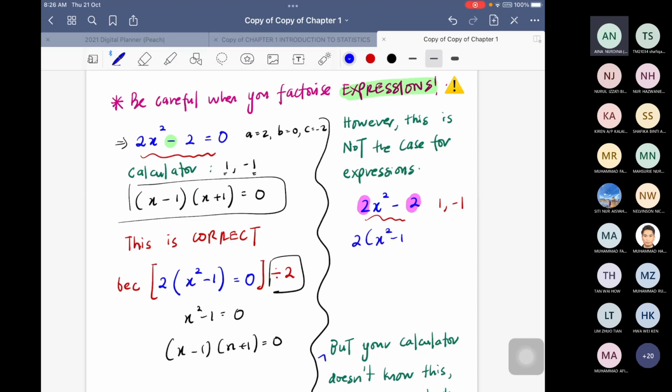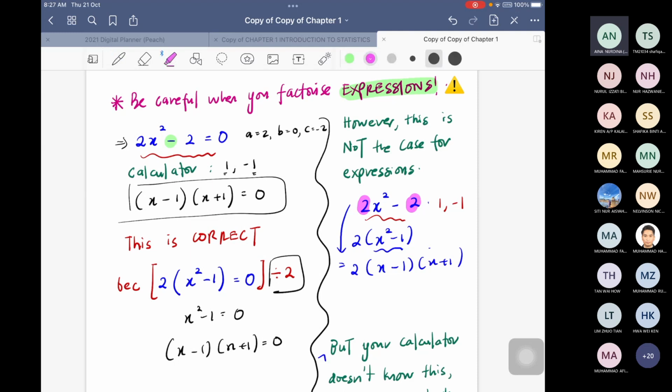So multiplied by x square tolak 1. And barulah bila you factorize, you masuk ni dalam calculator. So barulah you akan dapat x tolak 1, x tambah 1. And of course, bila kita kembang balik ni, of course they are going to be equivalent. Baru sama balik. Value ke atas bawah ni dia retain. Ni adalah factorization yang betul.